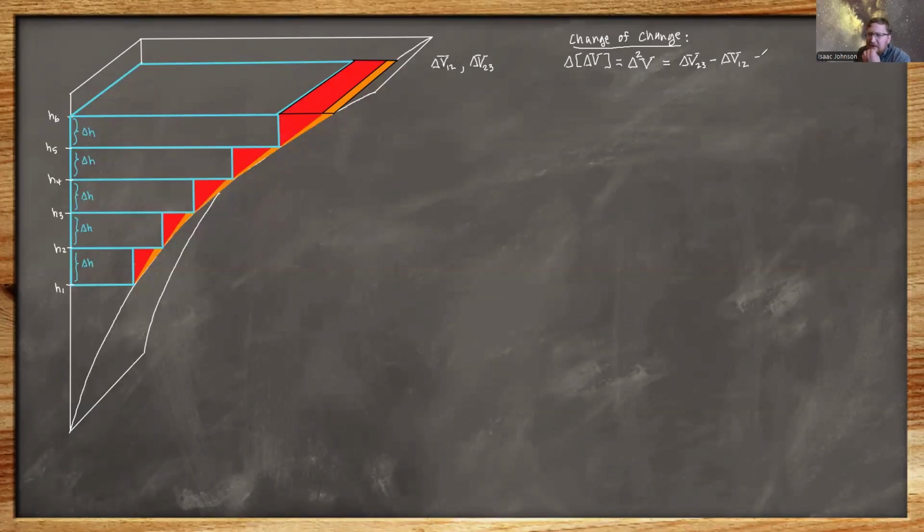Now you could write this out, and I think it's neat. You would have V3 minus V2, and then minus the second change, V2 minus V1. If you distribute the negative sign, you end up with V3 minus 2V2 plus V1. This is how a lot of computer programs will approximate a second derivative. They'll do it with a second finite difference.